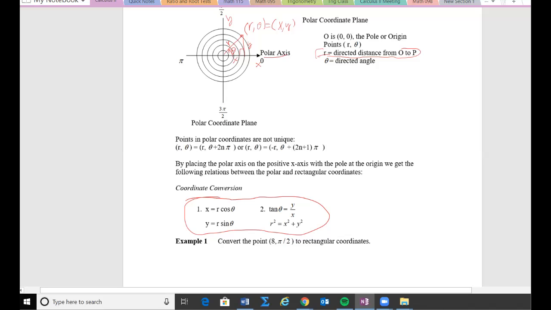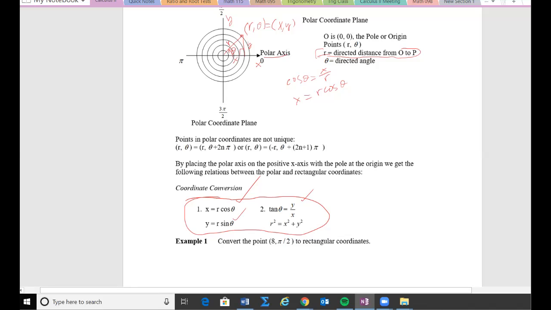Now, you can see from this relationship here that cosine of theta is x over r. So there's our connection, that x is r cosine theta. And that's our first one here. And we have a similar relationship for the y. Y is r sine theta, and also tangent. Another one we have is the Pythagorean relationship between x, y, and r.